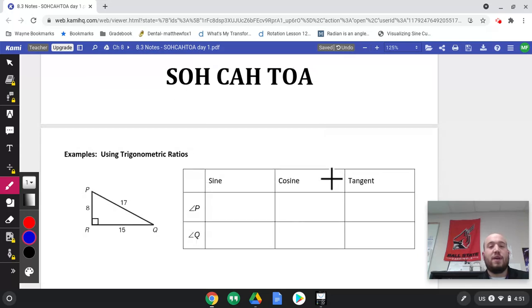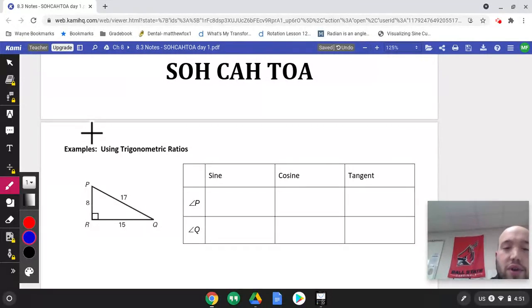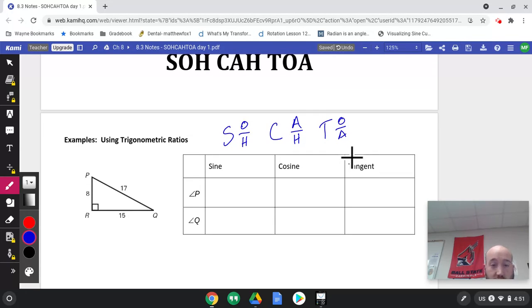Now, some people might prefer another way to write it: SOH is O over H, CAH is A over H, TOA is O over A. The big letters in this case stand for sine, cosine, and tangent. We've got O over H, A over H, and O over A. These ratios will be helpful, and over the next couple of lessons, we will see why.